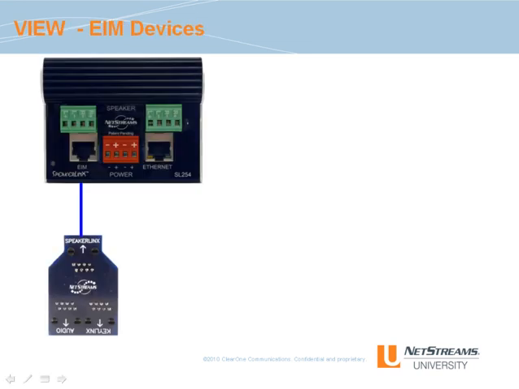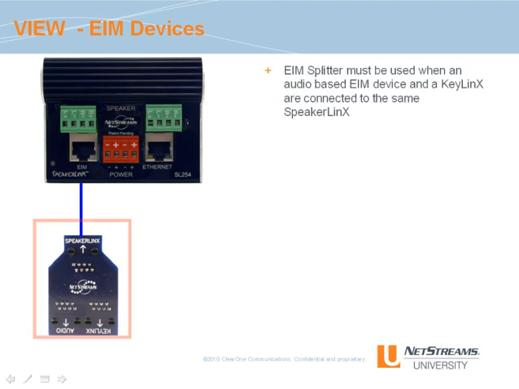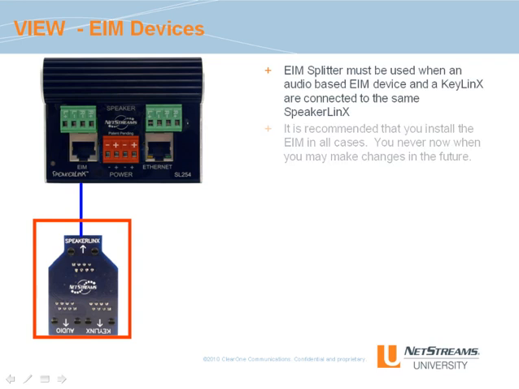Connecting EIM devices to a SpeakerLinks is not difficult, but there are a few things to keep in mind. When you're using both audio-based EIM devices and a Keylynx, you must use the provided EIM splitter. I would recommend that you use a splitter in all cases. You never know when you'll have a customer change their mind and want to add in a Keylynx to a system.